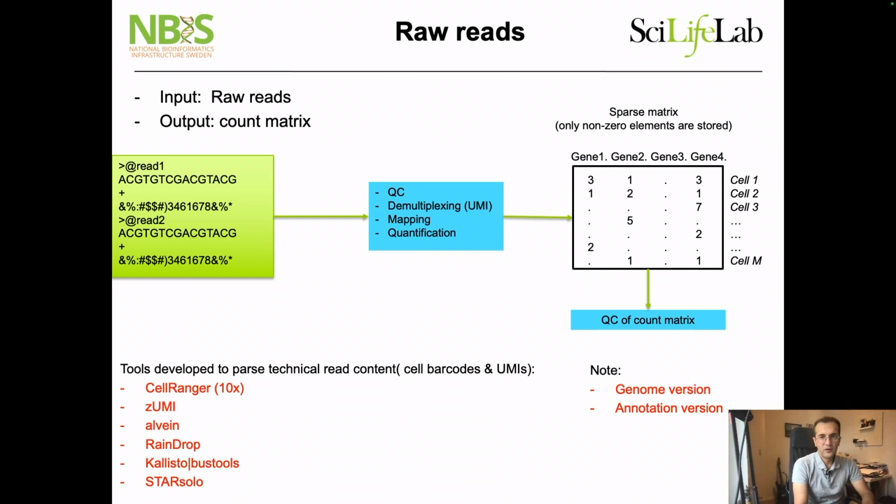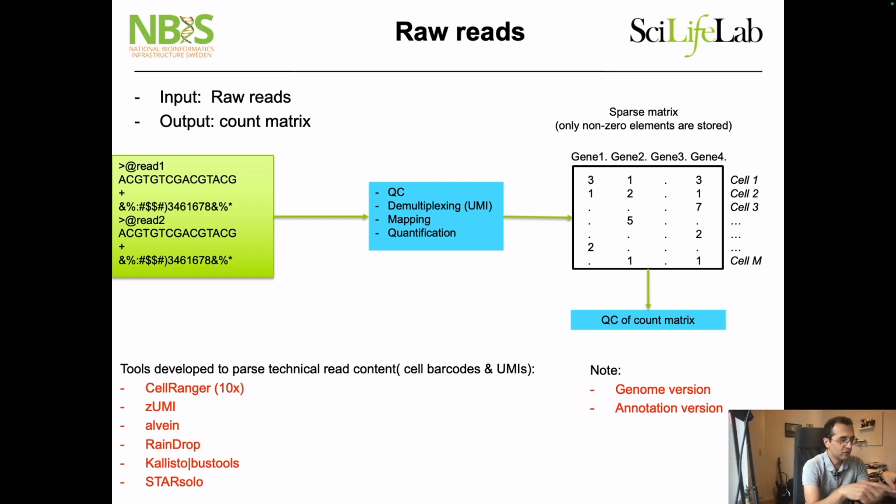And data is also popular formats for spatial transcriptomics data as well. So very quickly, what you get from raw data is you do the QC, the multiplexing, mapping, and quantification. And the quantification results in a matrix that then you have cells in rows and genes on column. It is a sparse matrix, and you have only non-zero elements stored in the matrix.